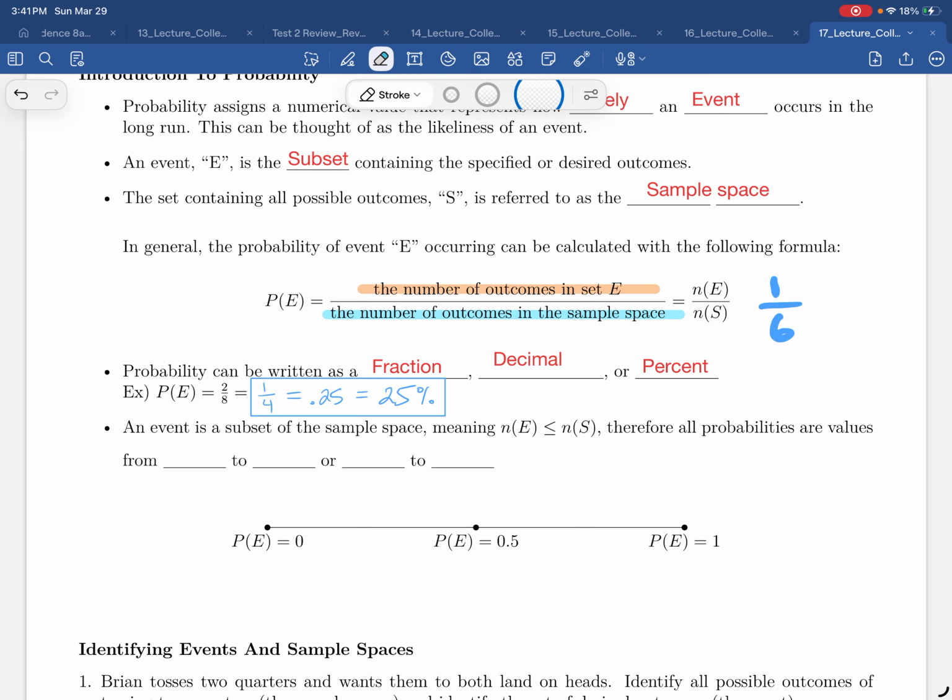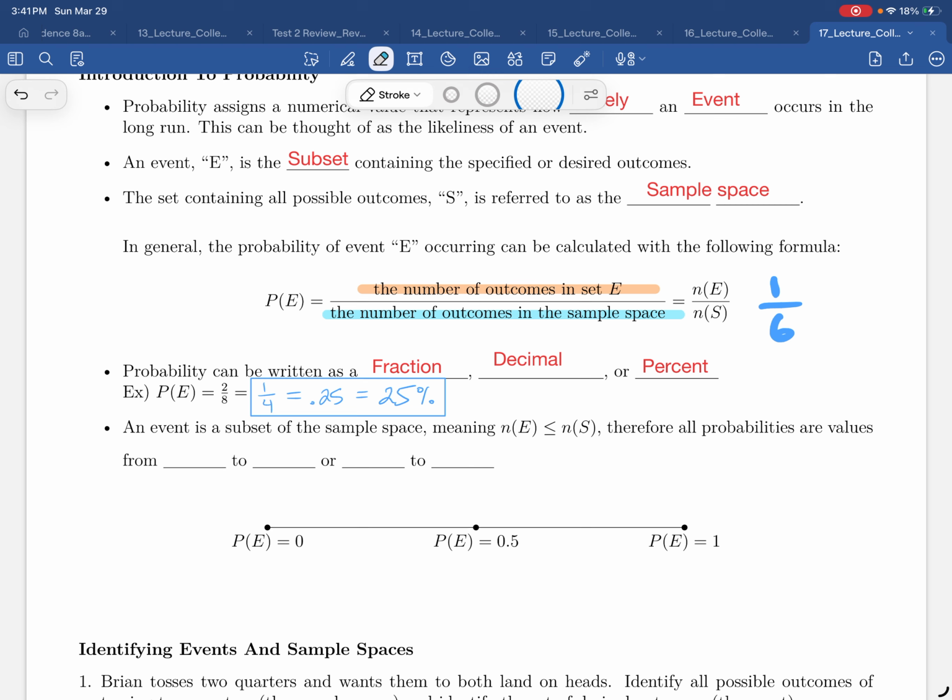Probability can be written as a fraction, a decimal, or a percent, any one of those. For example, the probability of E might be 2/8. Well, 2/8, we could even reduce that down more if we wanted to, and we could say that that's 1/4. If we put that into our calculator, that would be 0.25, and if we change that into a percent, that would be 25%. All three of these are perfectly fine. They're all equivalent to each other, that's why we have equal signs in them.